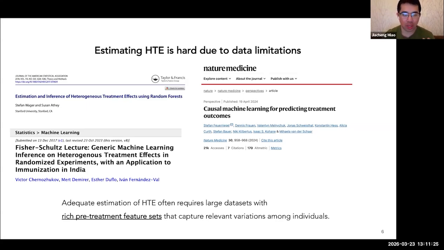So if we want to really estimate the heterogeneous treatment effect, it typically requires a large sample size with a very rich pre-treatment feature set, because we want them to be pre-treatment, because we don't want anything to be influenced by the treatment, and that can capture the relevant variations among these individuals. So this is, to our understanding, the key limitation of the current methods if we want to apply them.